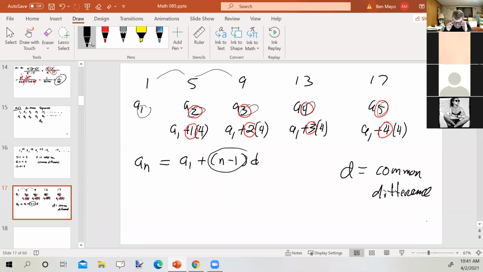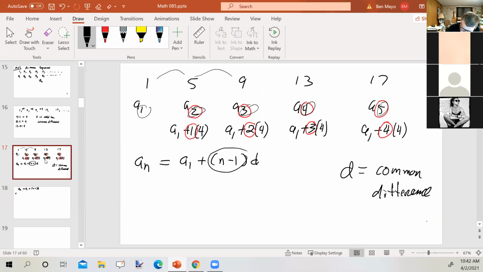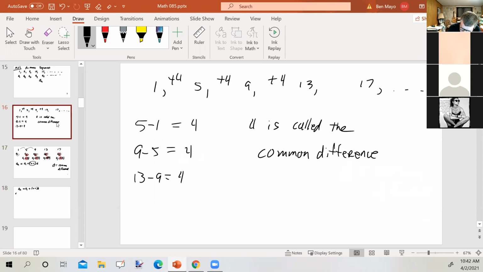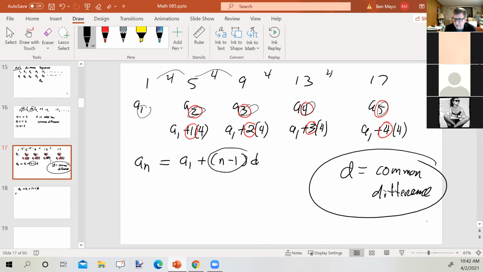Okay. Now, if you're not getting that, let me do this again. Let's take this formula, a sub n equals a sub 1 plus n minus 1 times d. Okay. So where did you get the d from? Where did I get the d from? Okay, the d was the common difference that we found. So that's the 4. You okay with that? Hello? I guess so. All right.